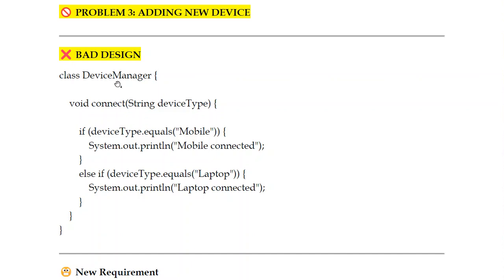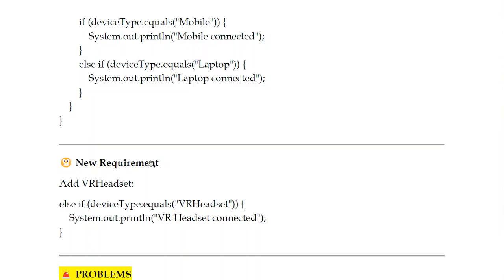So what I'm doing means you're adding one more device. So assume that the method is present in the device manager. In our previous example demonstration, I had completely provided the implementation in the same class itself. This time I'm trying something new. So in the device manager class, I'm having the connect method. Based on the device type, that particular block will be executed. If it is mobile, mobile connected will be displayed. If it is laptop, laptop will be displayed.